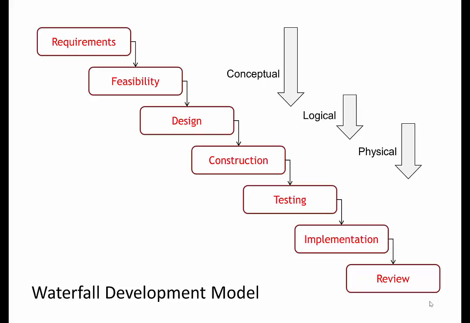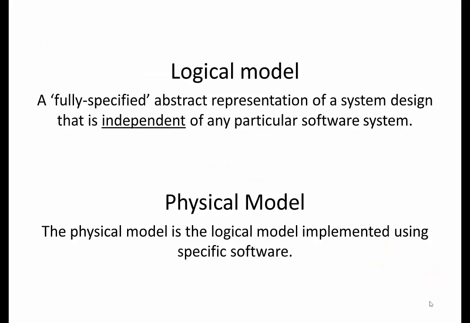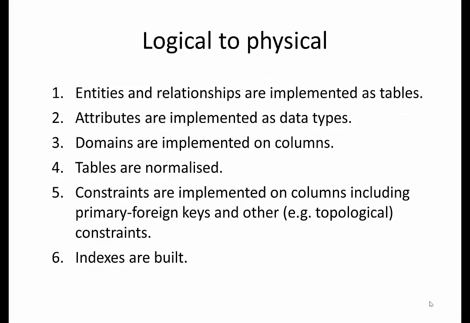Anyway, so logical design. Today we're doing physical design, the process of implementing a logical design. Just to remind ourselves what a logical design is: fully specified, in inverted commas, and I'll come back to that at the end. It's an abstract representation of the software system design, independent of any particular software. So we knew that last week. And the physical model that we're moving to is the logical model implemented in some specific software solution. So what do we need to do? How do we get there?